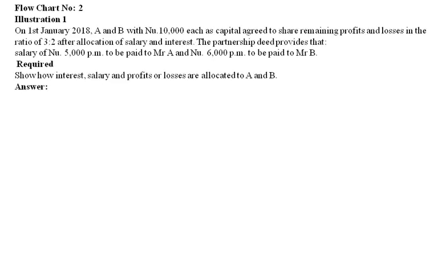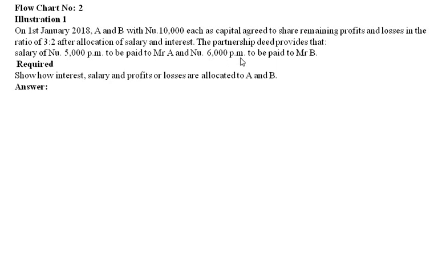That is flowchart number 2. What is the data given? The 10,000 is the capital, which we already calculated. The next one, 3:2, is the profit sharing ratio, which we will use later. What is the next item? The partnership deed provides for salary. If the partners are active partners, the business will give salary. How much? A gets 5,000 PM, where PM is per month.